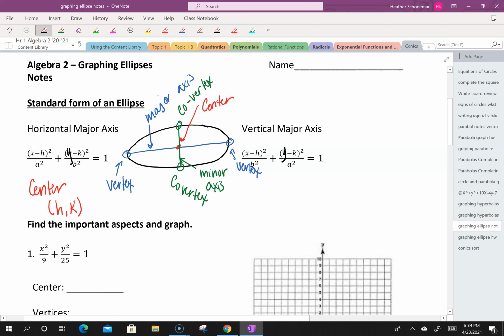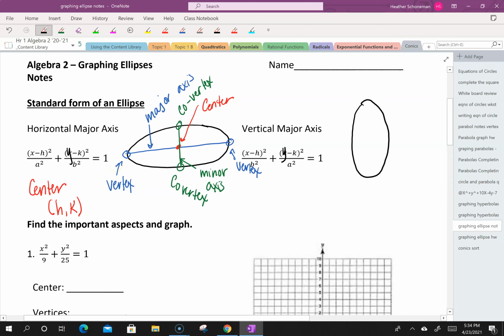Anyway, a vertical ellipse is going to look the exact same way, except in that one it's going up and down, and so now the major axis is vertical instead of horizontal. Now the equations look virtually the same, but what's different is the a and b are flipped.